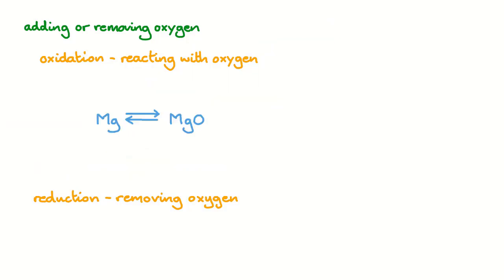Now let's have a closer look at magnesium in its pure form and in magnesium oxide. The atoms in pure magnesium have zero overall charge. They're neutral. But magnesium oxide is an ionic compound. We have magnesium 2+ instead of magnesium atoms. So when we oxidize magnesium, we're taking away electrons from the magnesium atoms. And when we reduce magnesium oxide, we're adding them back.